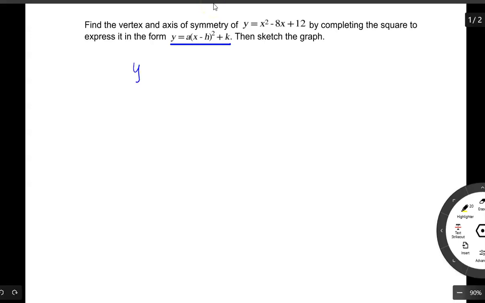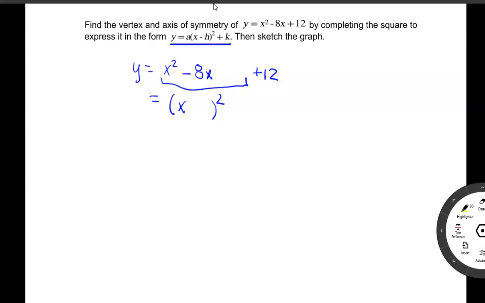So what we're going to do is write y equals, and then the x squared minus 8x, and then leave a space, because that's where we're going to complete the square. And then out here at the end, write plus 12. And this part right here, the x squared minus 8x, and then whatever we put in here, is going to be the part that is squared. And then out here, we're going to have the 12, and depending on what we put here, we're going to adjust the 12 by the same amount, but opposite.